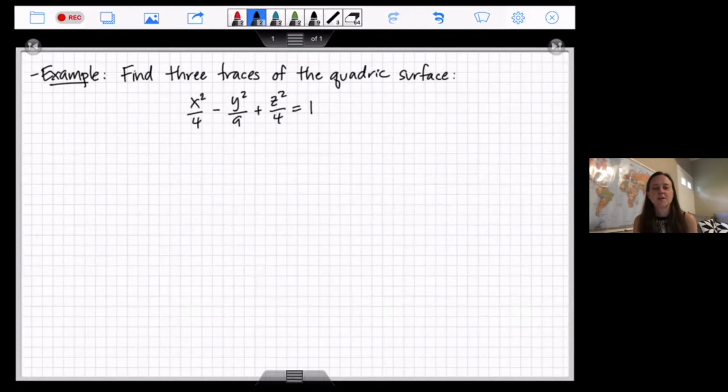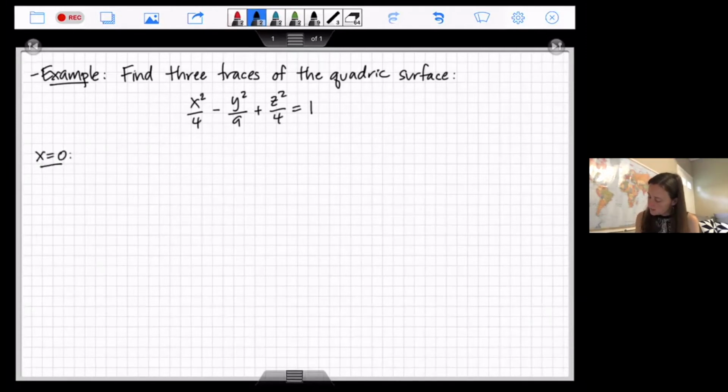Okay, here's our next quadric surface. We're going to find three traces of this, and we're going to take the same stab at it that we did earlier. Let's plug in x equals 0, y equals 0, and z equals 0. So this would be an excellent time to pause the video and see if you get the same traces that I do.